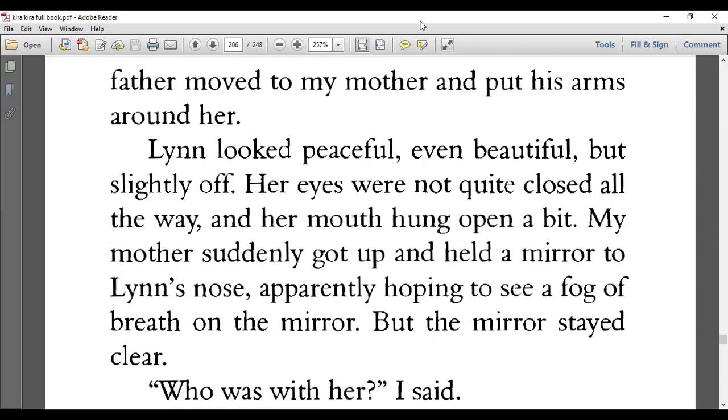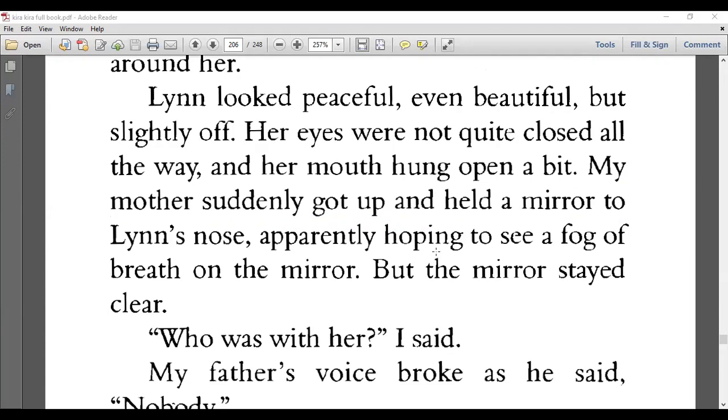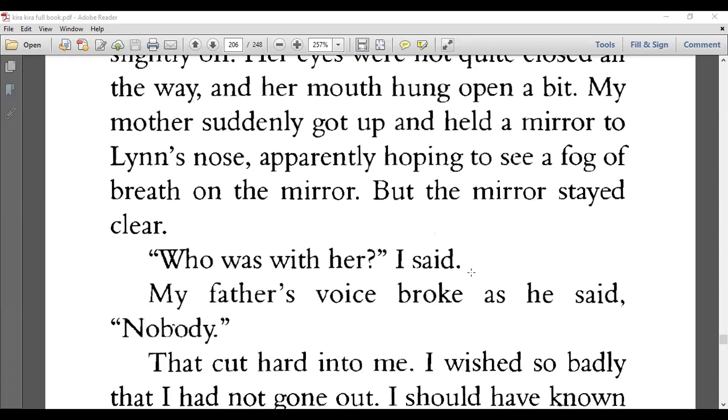Okay, let's pay attention to this right here. I want you to tell me, why is mom doing that? What is mom hoping? To see if Lynn is dead or alive. Exactly. She is hoping that if she holds this mirror in front of Lynn's nose or mouth, and she's breathing, the mirror would fog up with the water. This is a sign that she's still breathing. So here we could see how desperate mom is. We could see that mom is still hoping, not to accept the true fact of Lynn's death.